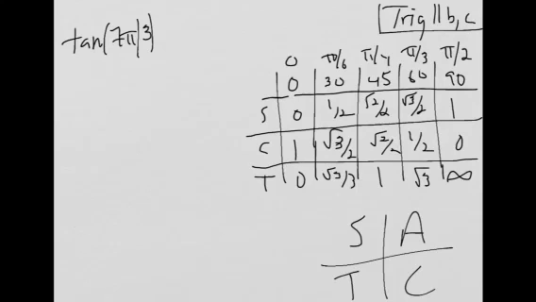You can see over here on the right, I have my chart, my "All Students Take Calc," or however else you can remember it, which tells me which are positive. For example, in this quadrant, sine's positive, tan's positive, cosine's positive, all three of them are positive. Anyway, I first need to start by figuring out where 7 pi over 3 is. This is where it's nice to have the chart.